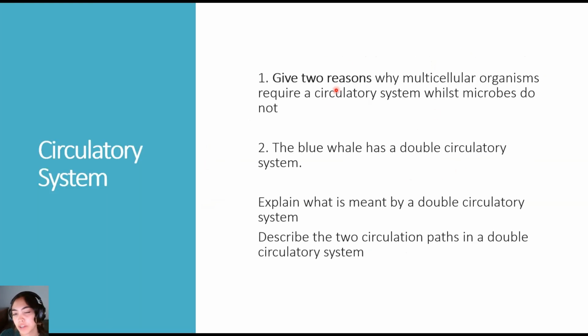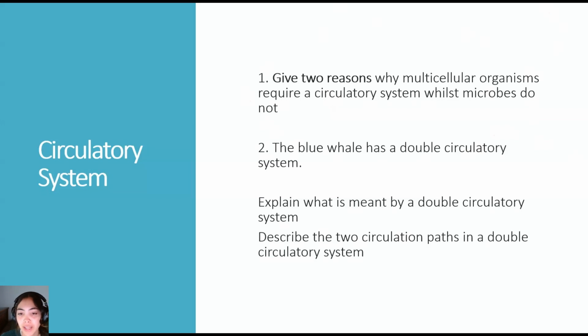So again, these are going to be a few check for understanding questions, but if you are watching the video, I'm going to give you a few hints. So the first one being give 2 reasons why multicellular organisms require a circulatory system while microbes do not. So I want you to think about how easily a single-celled bacterium or microbe can exchange materials with its environment. And then think about ourselves. Can our heart, can our lungs, can our stomachs easily exchange materials with the environment? Okay.